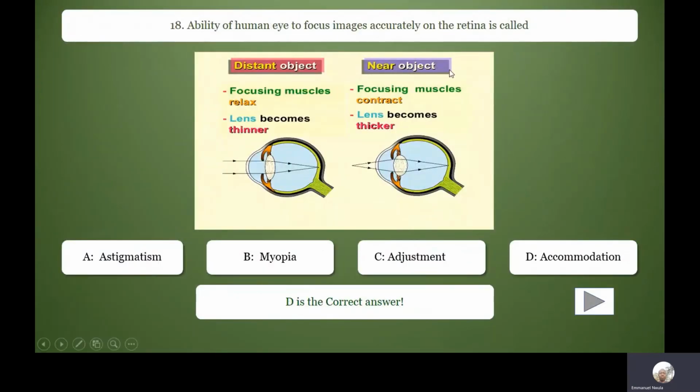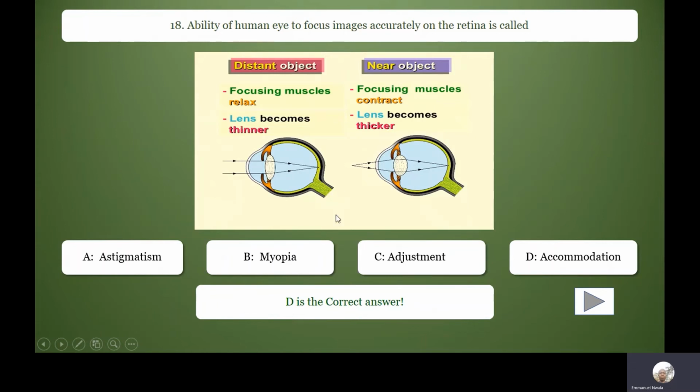Ability of the human eye to focus images accurately on the retina is called, the correct option here is accommodation. The ability of the human eye to focus images accurately on the retina is called accommodation. Of course, for the eye to focus on far and near objects, the ciliary muscle has to adjust the shape of the lens.